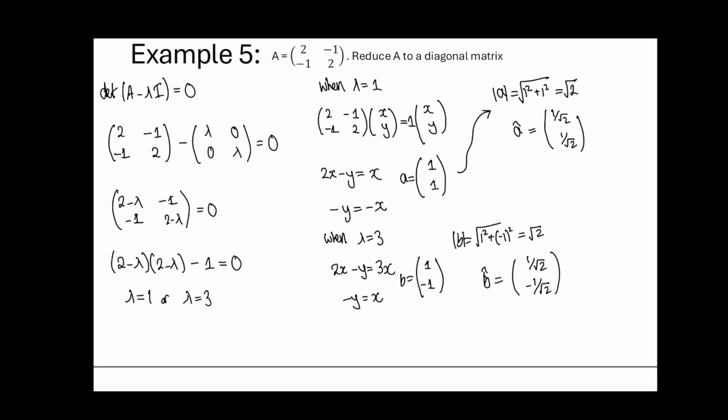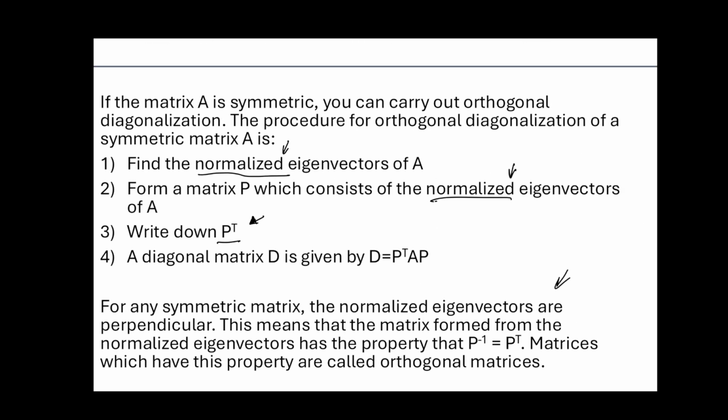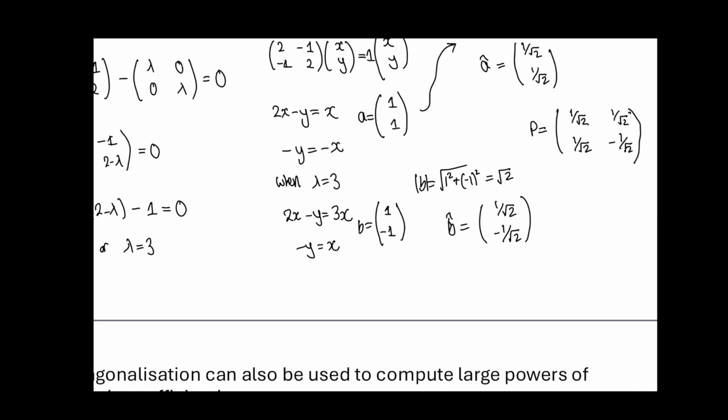If we now work out P, it is going to be 1 over root 2, 1 over root 2, 1 over root 2, minus 1 over root 2. And now that we have formed the matrix P, we need to write the transpose of P. So P transpose would be 1 over root 2, 1 over root 2, 1 over root 2, minus 1 over root 2, the exact same thing.